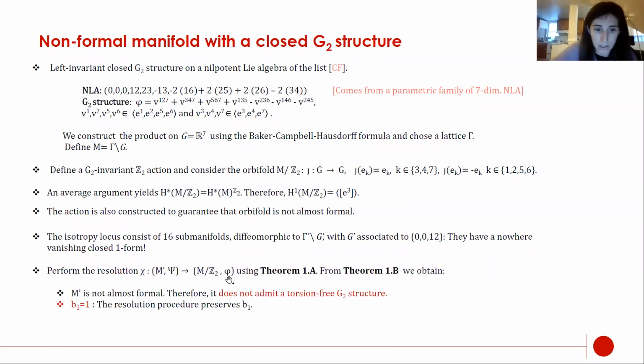So we perform the resolution using the theorem, and from the second theorem we obtain that the resolution is not almost formal, because the orbifold wasn't, so it does not admit a torsion-free structure, and that b1 is equal to 1.